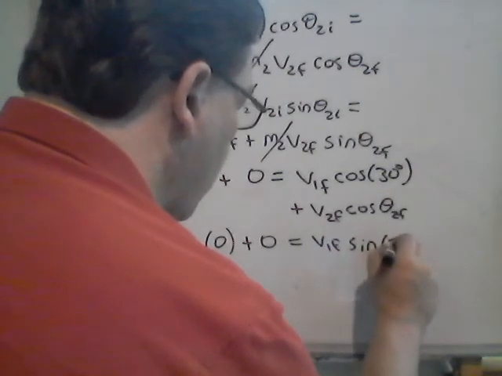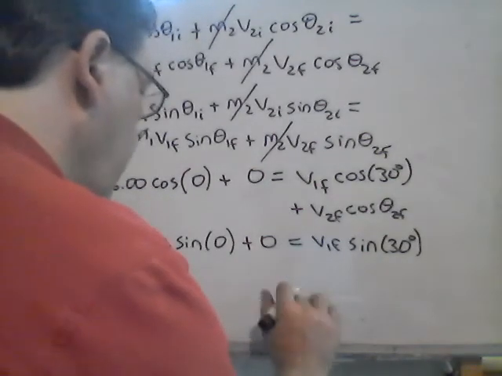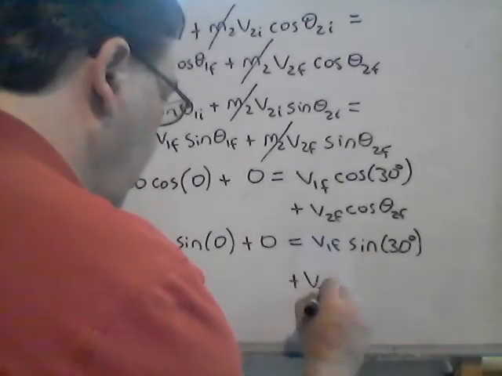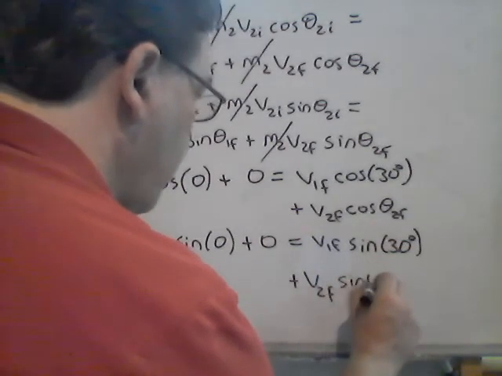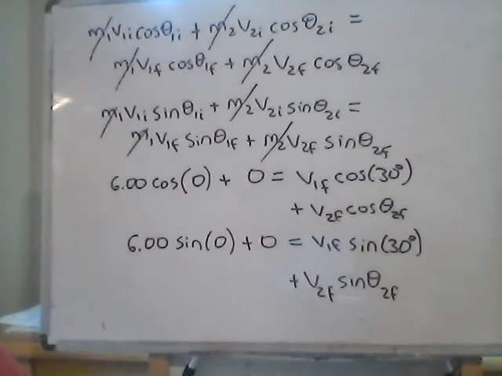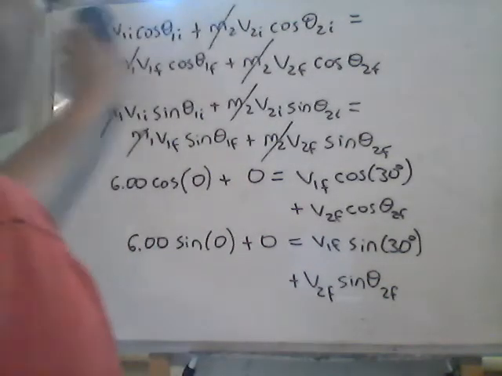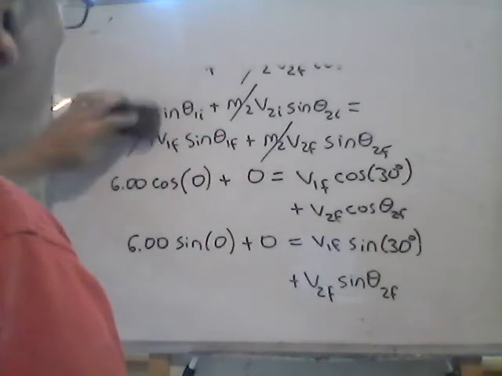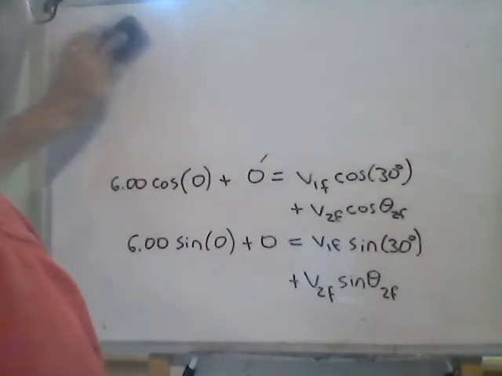Sine of 30 degrees, that's that scattering angle, plus v2f. Again, I don't know v2f either. And that's going to be the sine of theta 2f. All right. So it really gets down to a simplification right off the bat from what I originally had. Okay, I'm going to erase this. All I've done is I've taken the most general equations and I simplified. All right. So now what do I have?